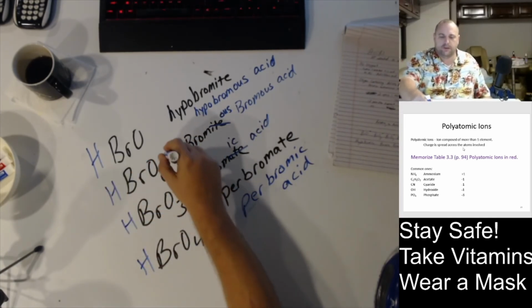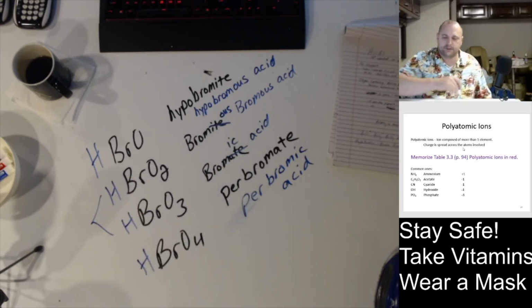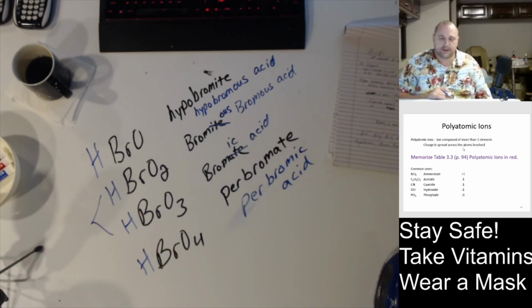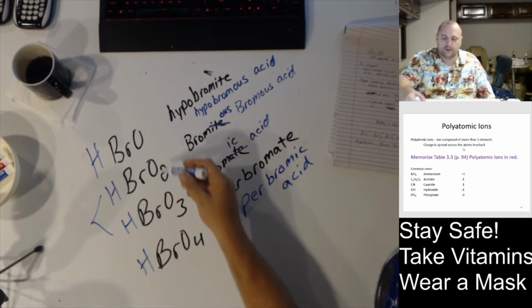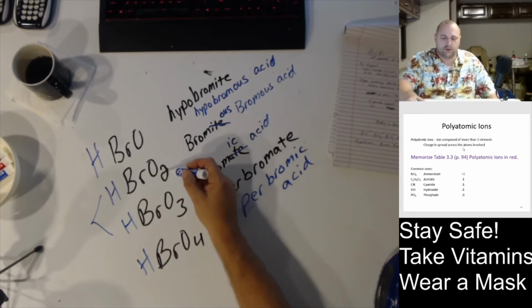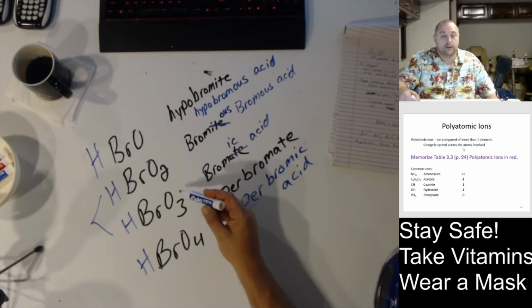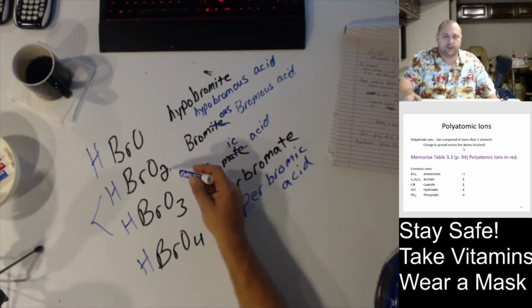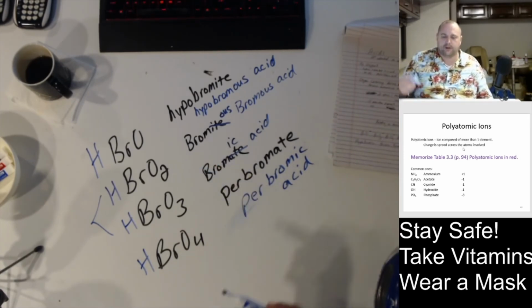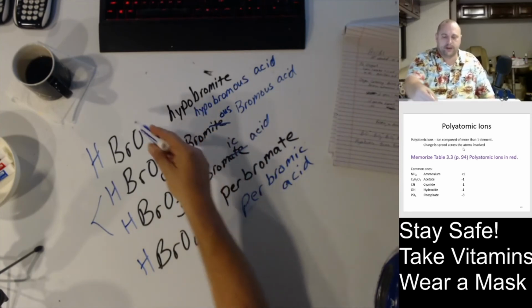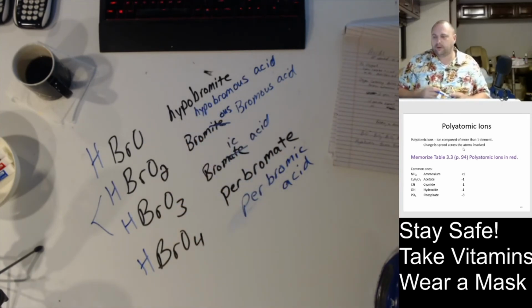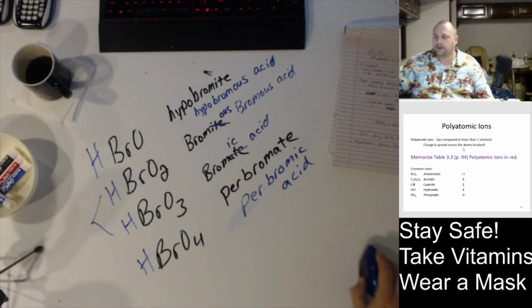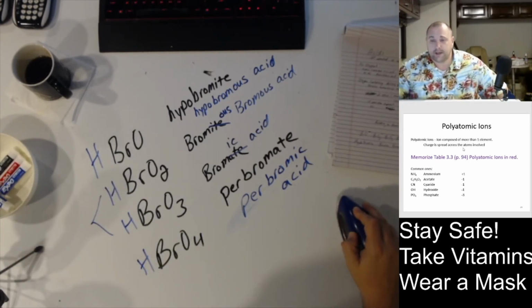And so this is my ite in my ate, or my ous in my ic. Okay, so higher amount is going to be ic, lower amount is going to be ous. Higher amount is ate, lower amount is ite. Then we got hypo is less and per is more. All right. Woo, man. So that's covering naming. We got it.